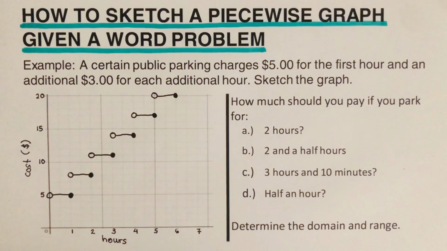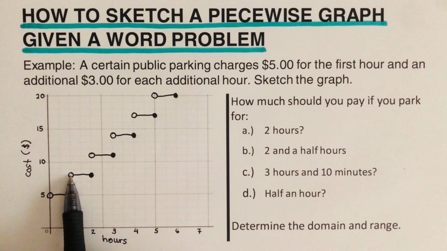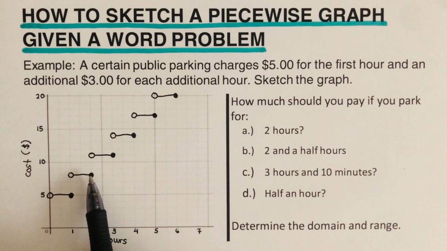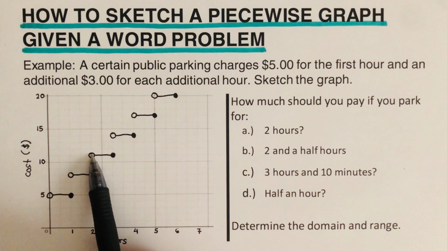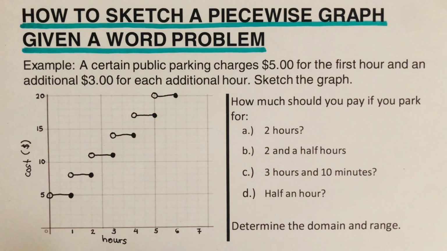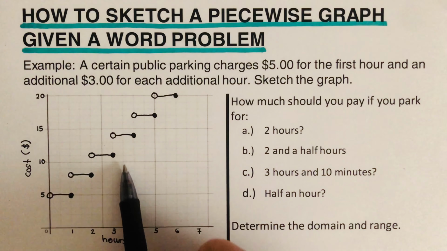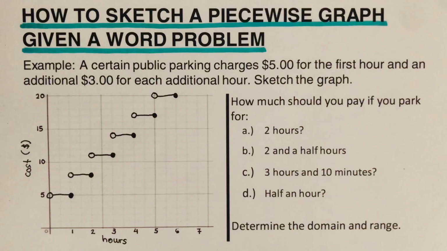So again, I'd like to repeat. In this problem right here, on the first hour, your charge is $5 and not 8, because 8 is not included since it's an open circle. Pretty much the same thing with the second hour. The second hour would be $8 and not 11, because again this is an open circle, and this is a closed circle. Now if you park there for 3.5 hours, you're going to go to 3.5 hours. It's right here. So when you trace it, you are going to be charged $14. So this is what we call the piecewise graph. Now let's answer these questions that we have here.